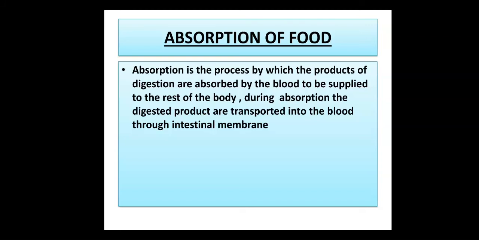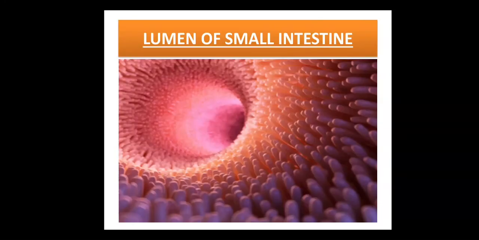For that we have to see the next slide, which is showing us the lumen of the small intestine. As you can see in the diagram here, this is showing the cavity of the intestine, which has the protein, carbohydrate, and fats, and the digested products: amino acid, glucose, and fatty acid. Now all these nutrients have to be absorbed by the wall. This inner lining of the small intestine has millions of finger-like projections, which are known as villi.